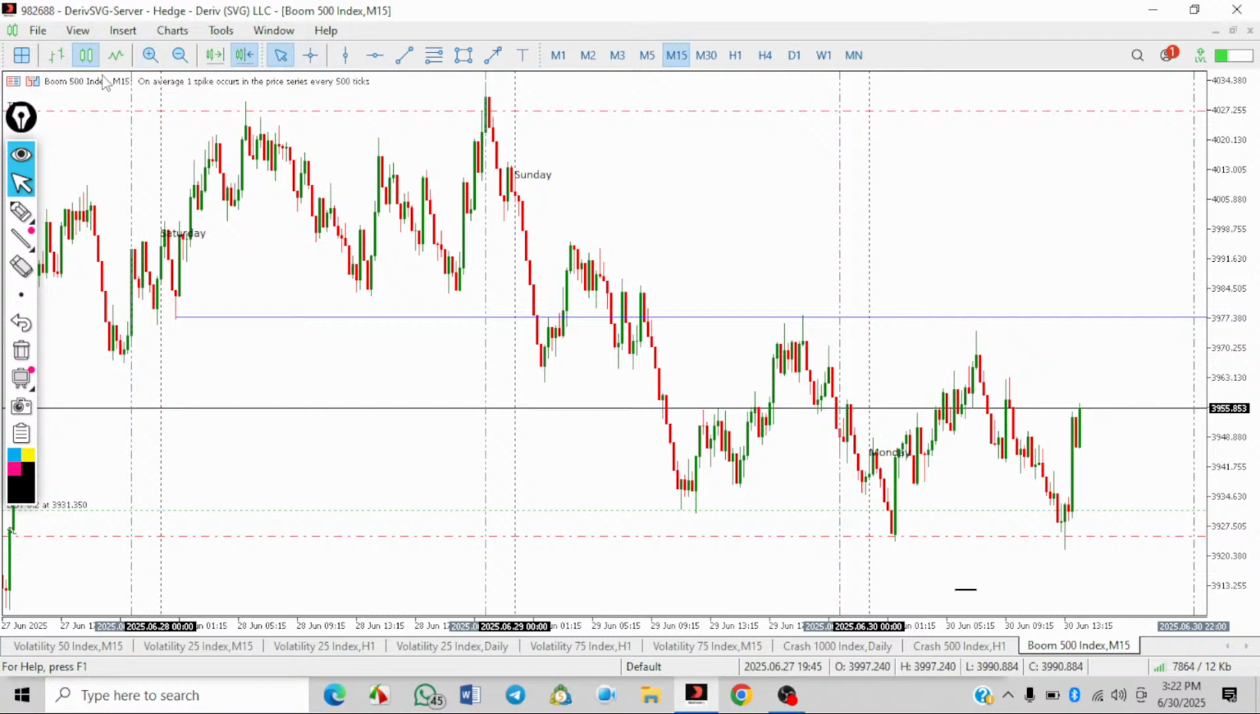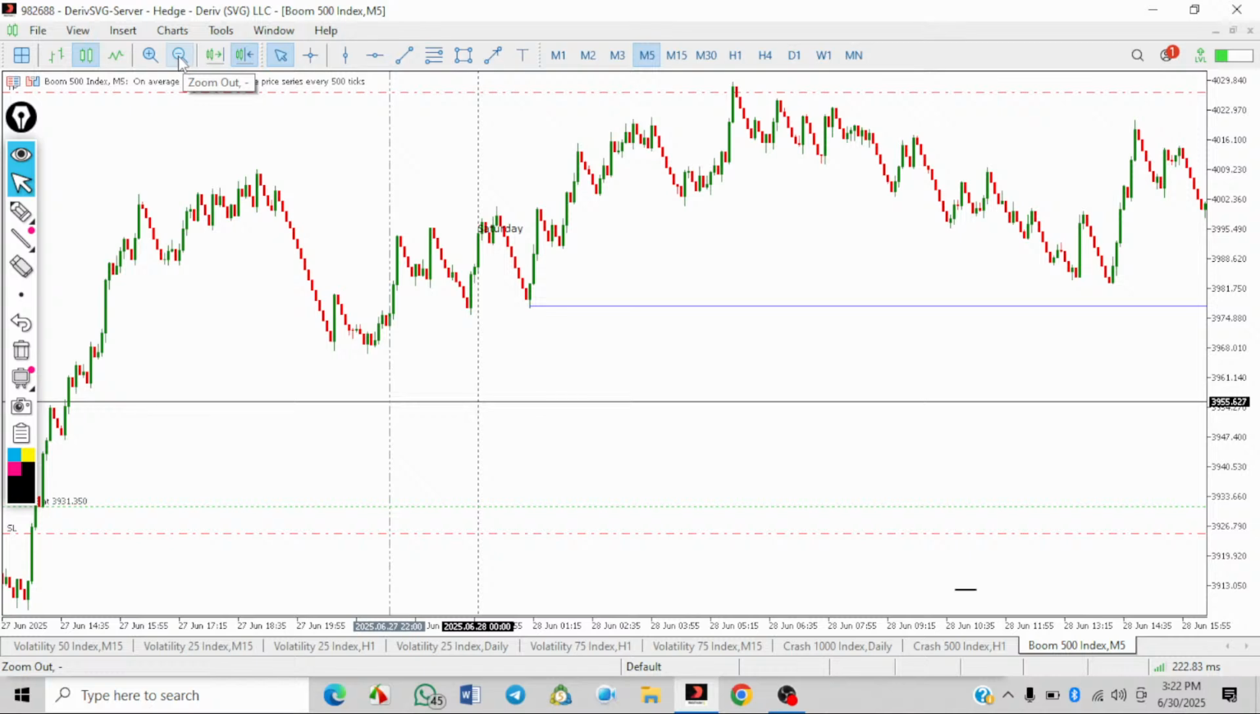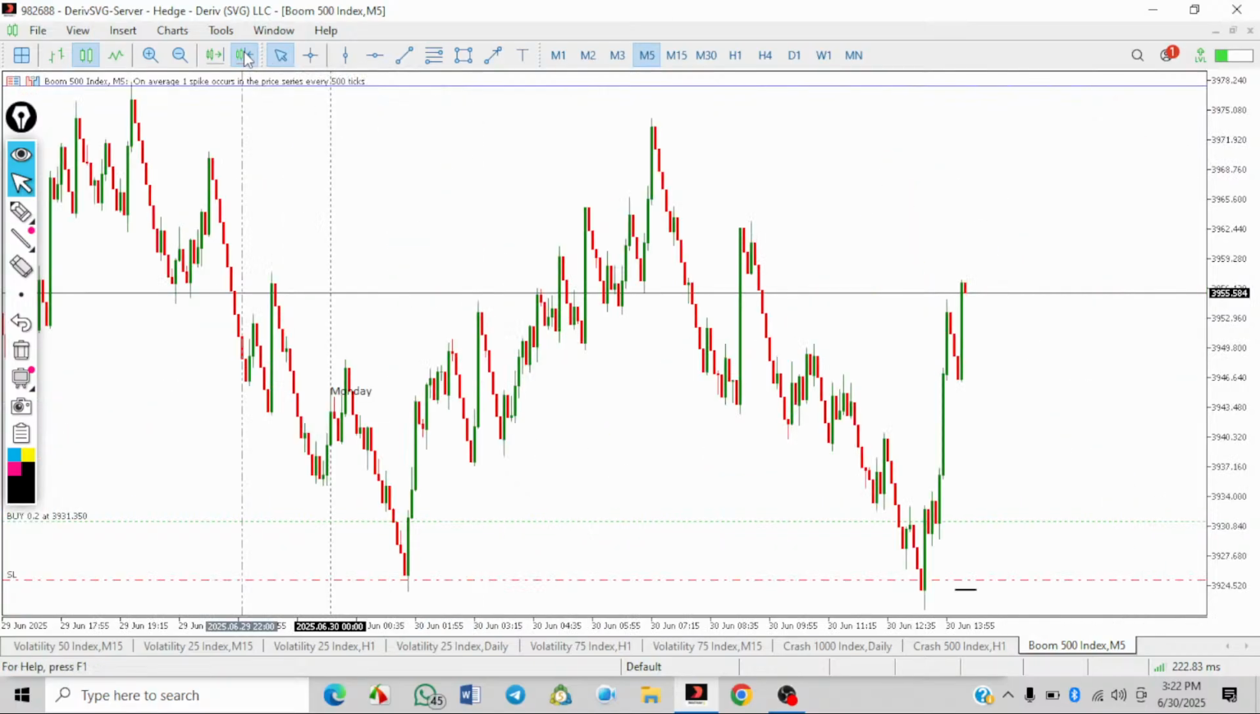CRT can do. So as a recap to this live stream, the first thing you need to consider and determine is your draw on liquidity. Your draw on liquidity is very, very important when it comes to trading CRT candle.